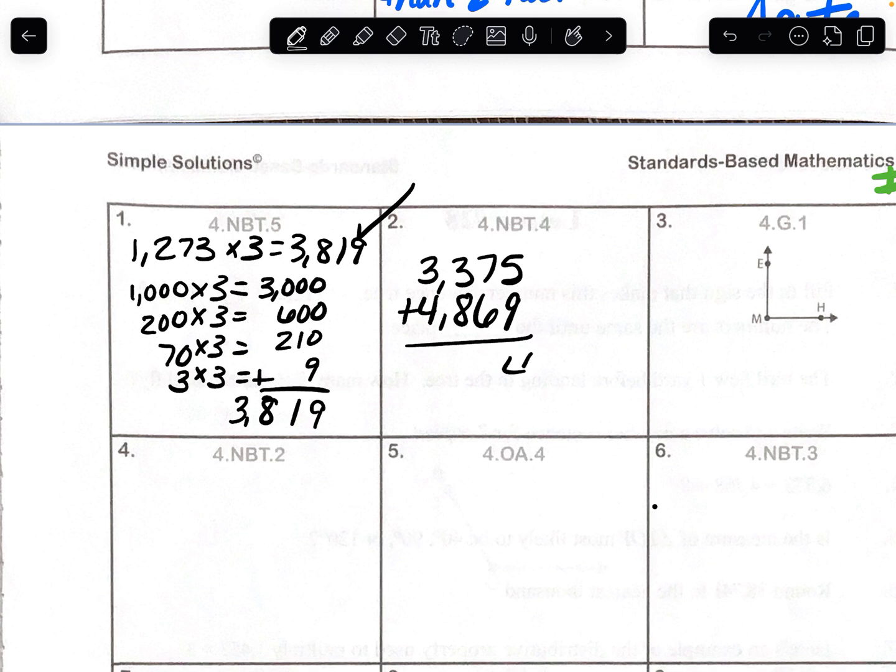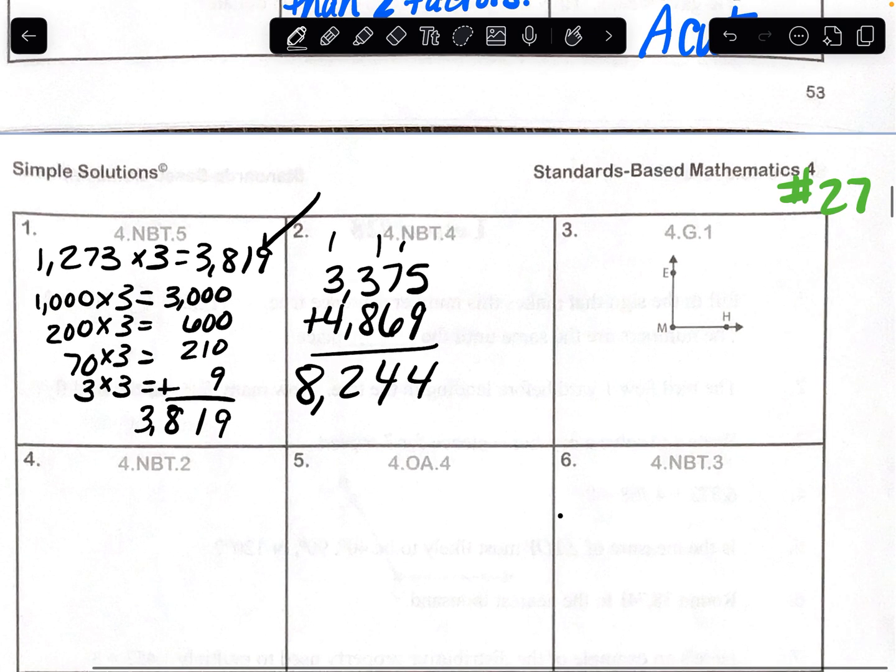All right, number 2, we are adding, looking for the sum. 8,244 is the sum.